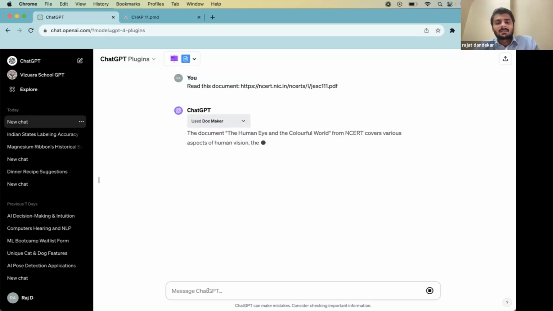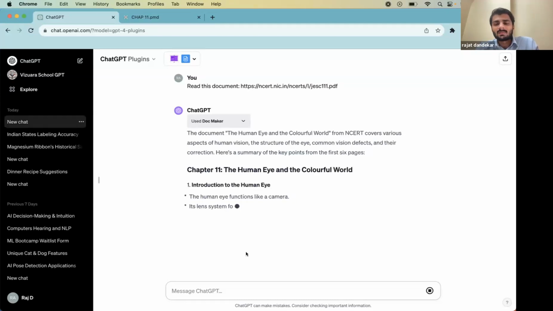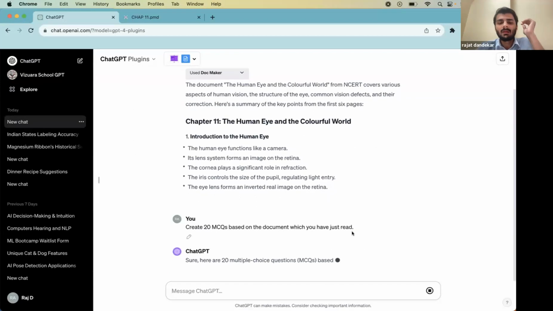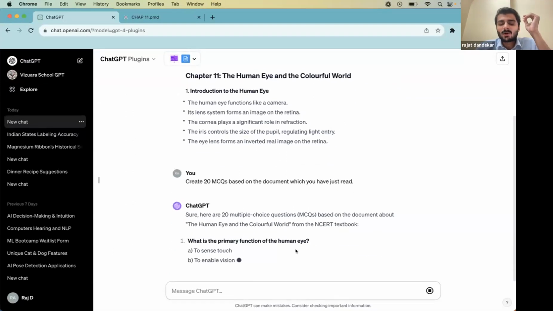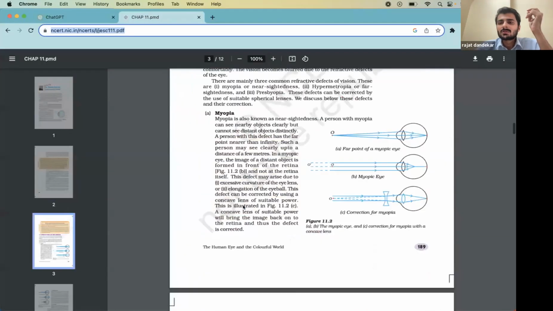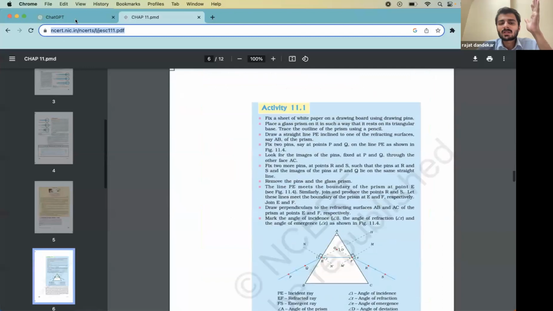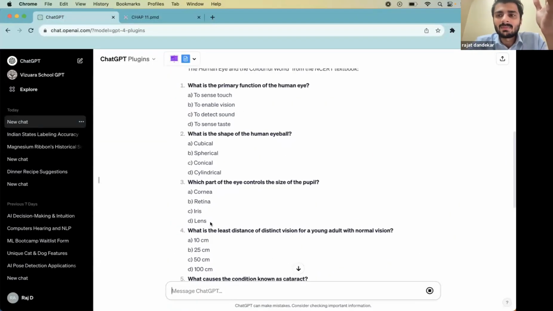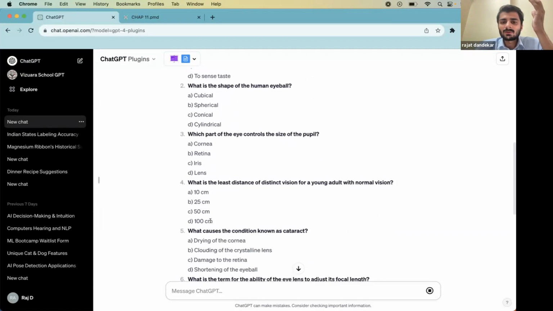Now it has read the document and it actually summarizes, but I'll stop it here. I'll ask, create 20 MCQs based on the document which you have just read. The biggest advantage is that all these MCQs will be perfectly aligned to this document. As a teacher, you can be sure that the questions and answers are not coming randomly from the internet, but are perfectly aligned to the lesson that you are teaching.